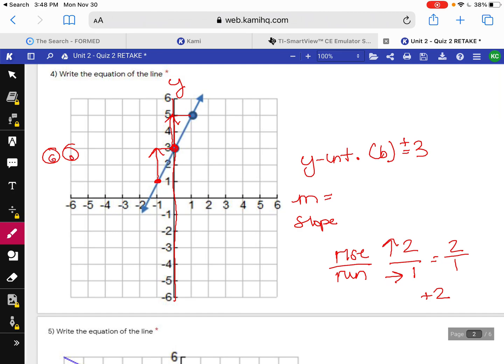Remember, when you're looking at a graph, as your eyes go from left to right, you're going to see that that is an upward motion. So this is a positive slope, so slope is 2. Now that we know the y-intercept and slope, I write y equals mx plus b. I keep my y, I keep the x. My slope is 2, and my y-intercept is 3.